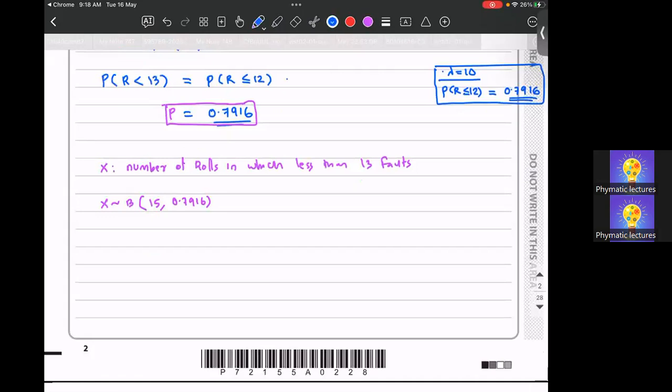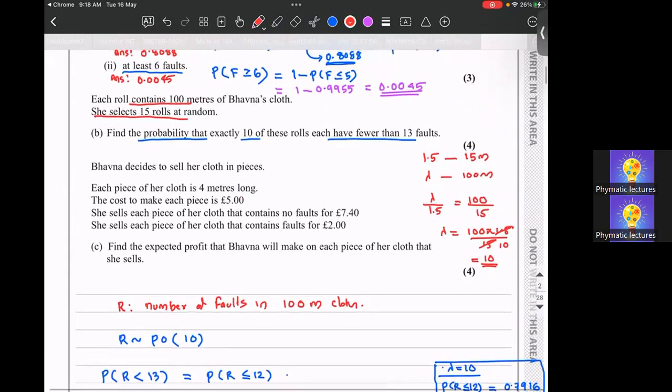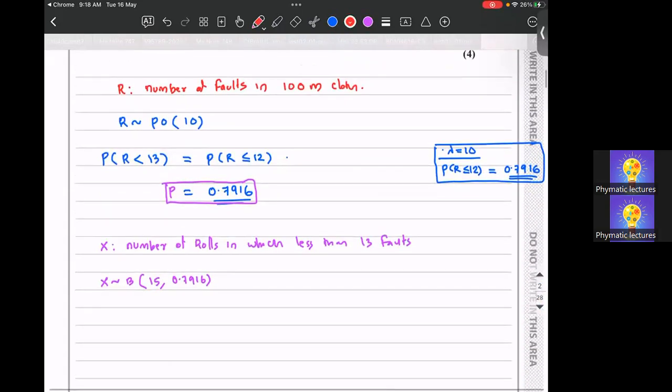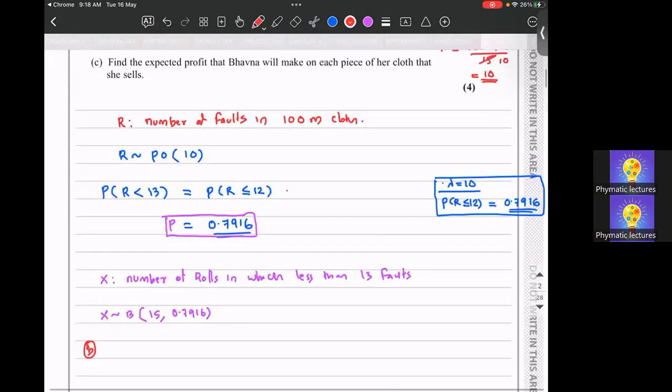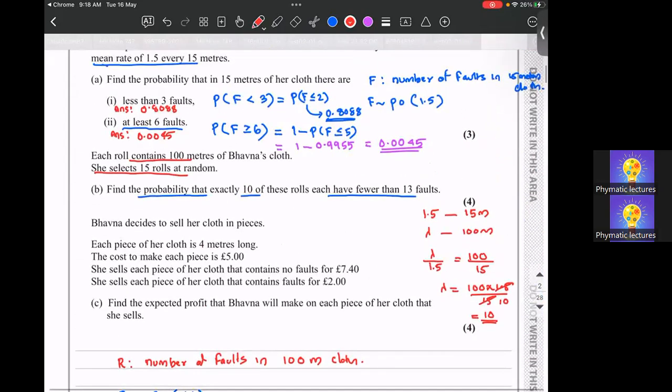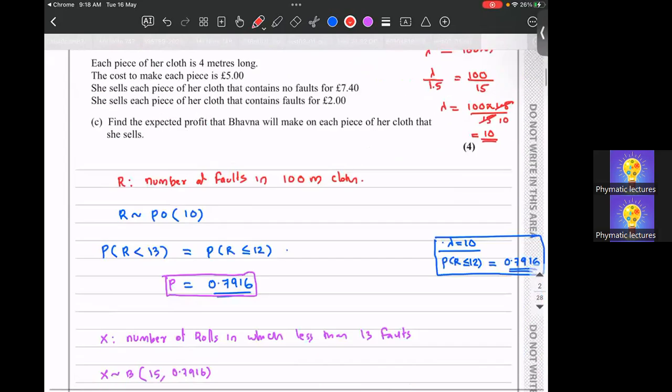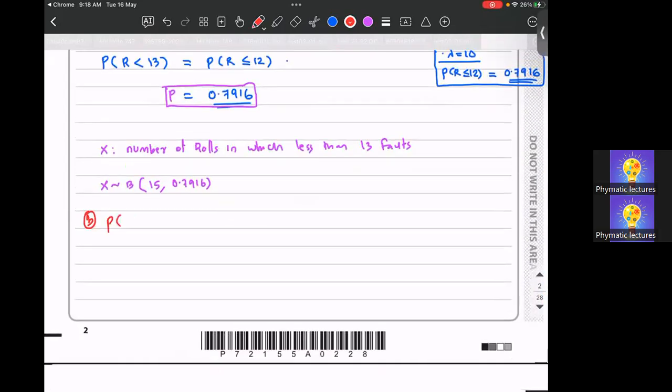And now they're asking what? We are addressing the B question, right? So for the B question, find the probability that exactly 10 of these rolls. So probability of X equal to 10. What is the formula? Total number of rolls, that is 15, so 15 combination 10.